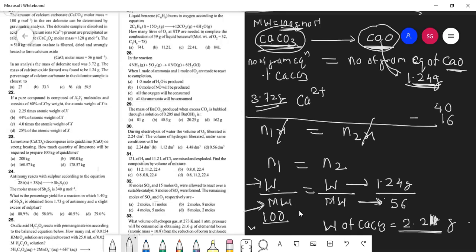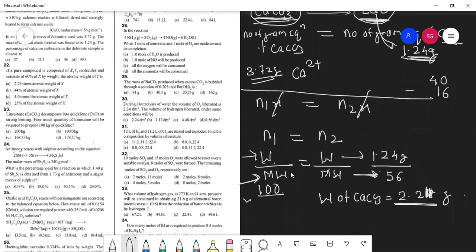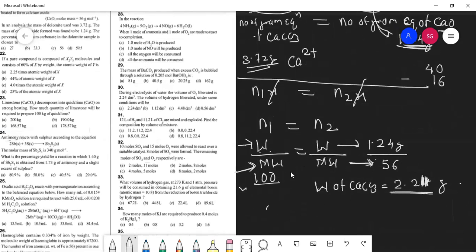What is asked? The percentage of calcium carbonate in dolomite. Calcium carbonate we got 2.21 gram. Dolomite was how much? 3.72 into 100. You will get the final answer. 2.21 is the weight of calcium carbonate. Dolomite is 3.72, and into 100 because they said percentage. Yes, calculate and tell me the answer.